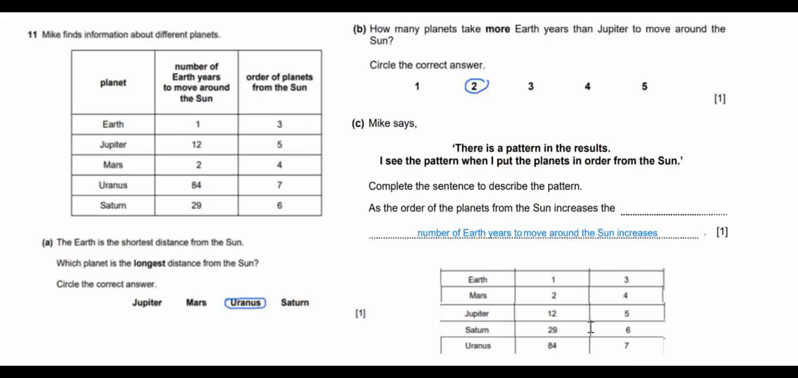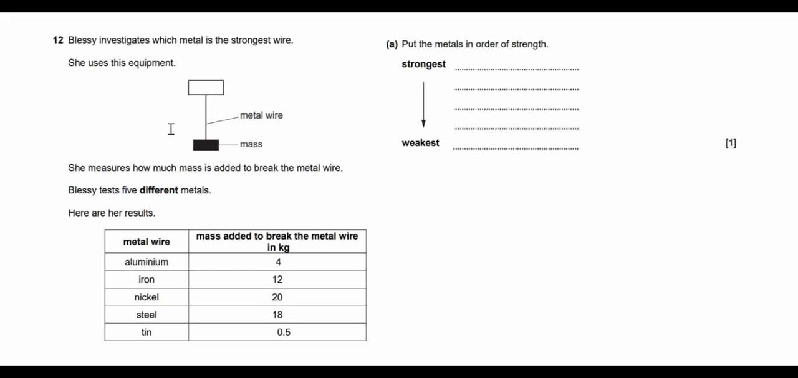Here we have arranged this in increasing order. Order of planets from the Sun 3, 4, 5, 6, 7: Earth, Mars, Jupiter, Saturn, Uranus. Number of Earth years follow is 1, 2, 12, 29, 84, so it increases. So the number of Earth years to move around the Sun increases. That's the explanation. Next. Okay guys, now we are in question 12.